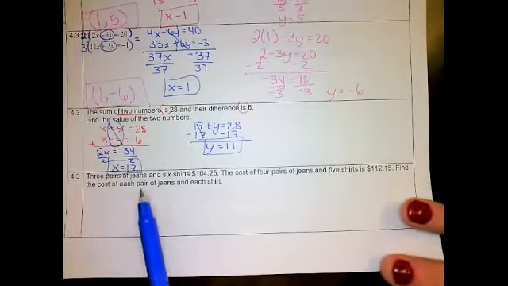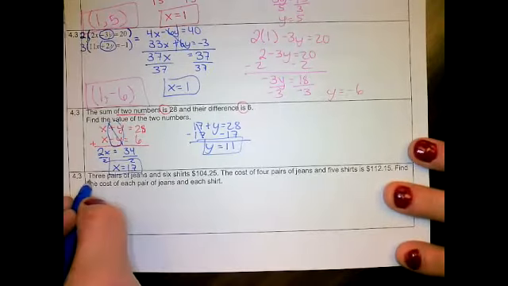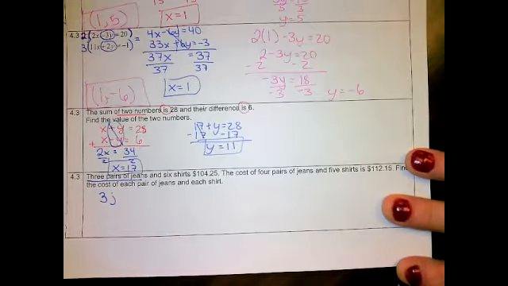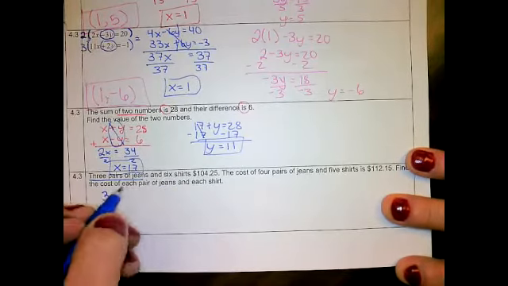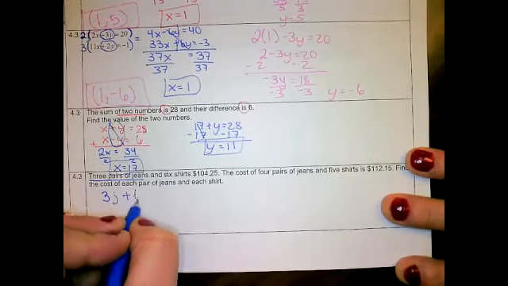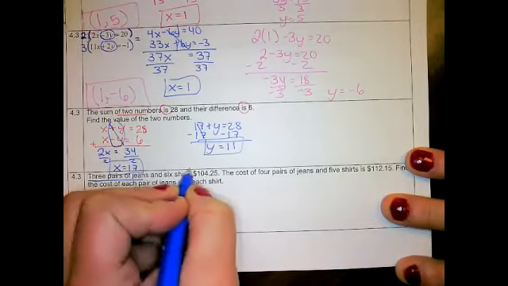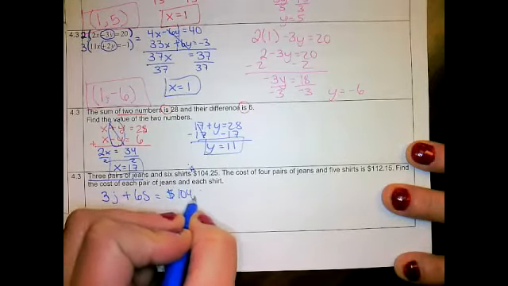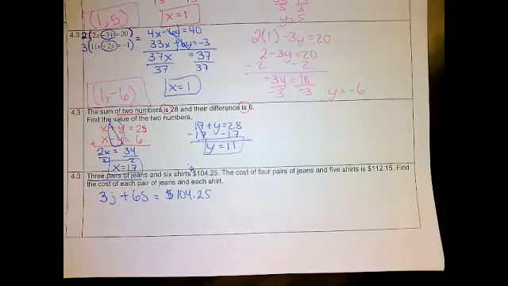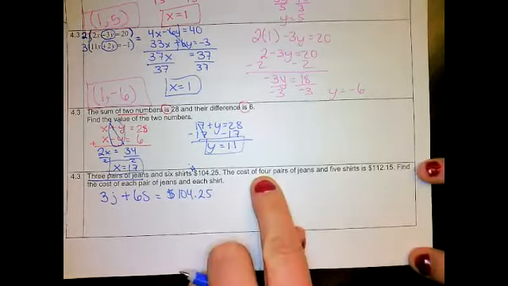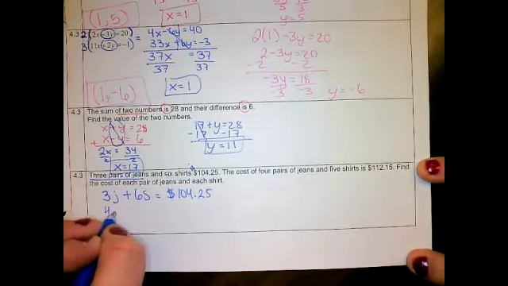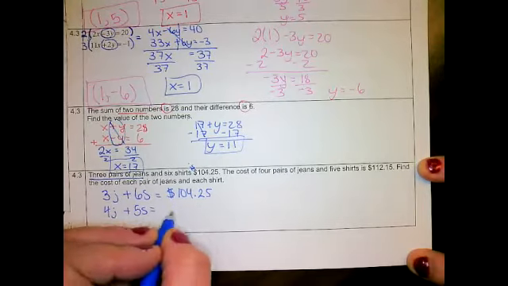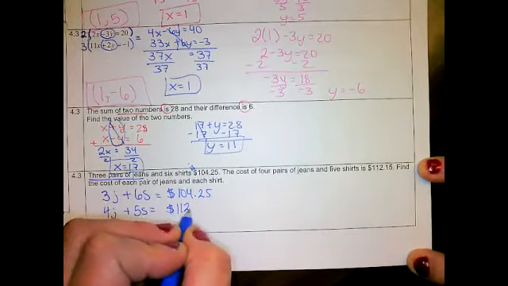So this next one says 3 pairs of jeans and 6 shirts. So that's going to be 3 pairs of jeans and 6 shirts is, we forgot the is there, $104.25. It says the cost of 4 jeans and 5 shirts is $112.15.